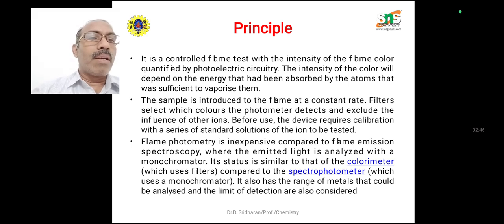of metal ions, different elements or substances. We can go for the analysis. So the preliminary step is preparing the standard solutions, that means solutions of known concentration. Flame photometry is inexpensive compared to flame emission spectroscopy, where the emitted light is analyzed with a monochromator. Its status is similar to that of the colorimeter compared to the spectrophotometer. It also has a limited range of metals that can be analyzed, and the limits of detection are also considered.